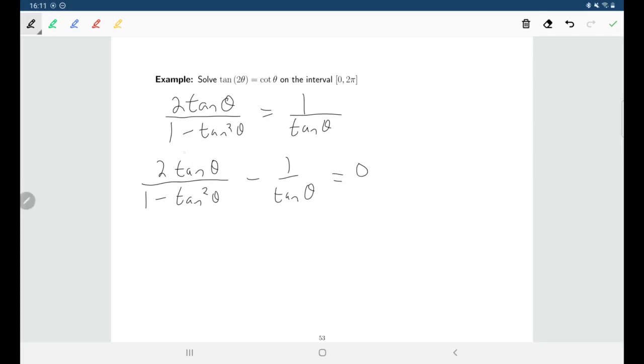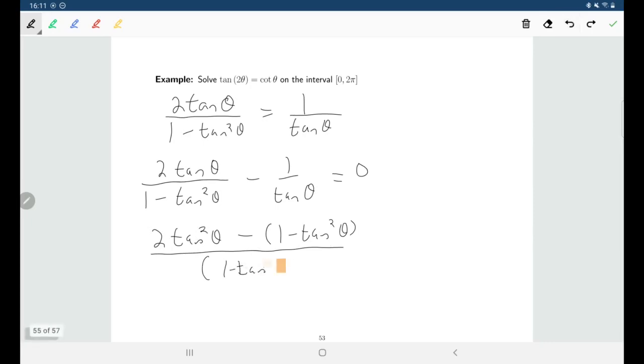So the first fraction that I have on the left side, I'll multiply top and bottom by tangent. The second fraction, I'll multiply top and bottom by 1 minus tangent squared, so that I'll have on the left side here 2 times tangent times another tangent. And here I'll have 1 times 1 minus tangent squared. And on the bottom, I'll have 1 minus tangent squared times tangent.